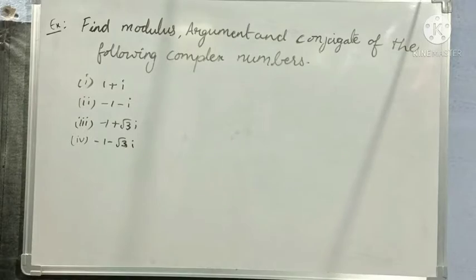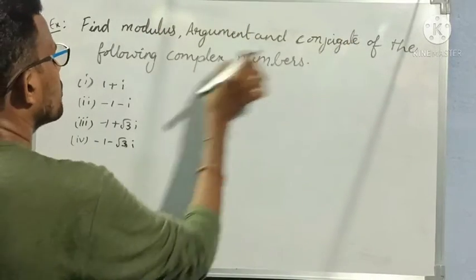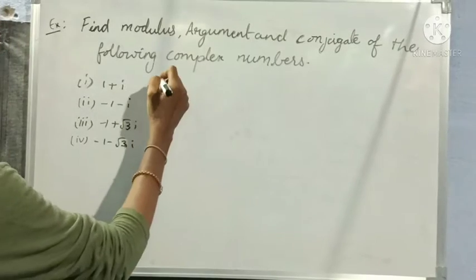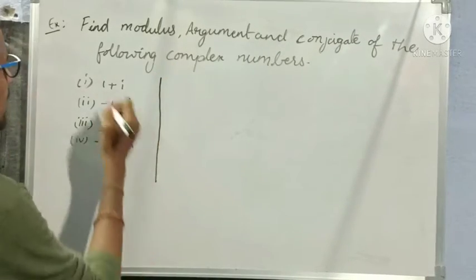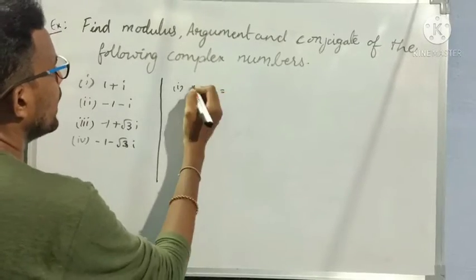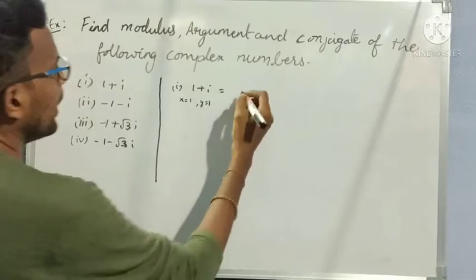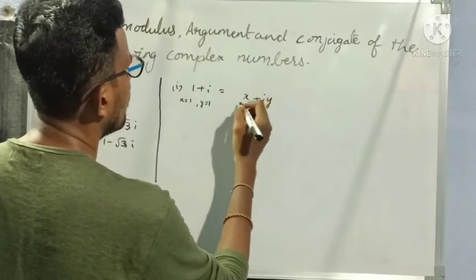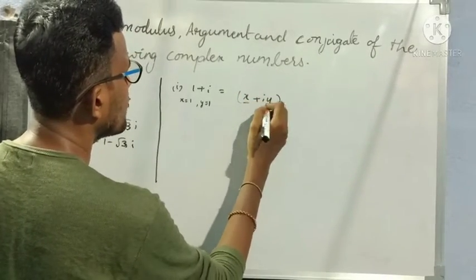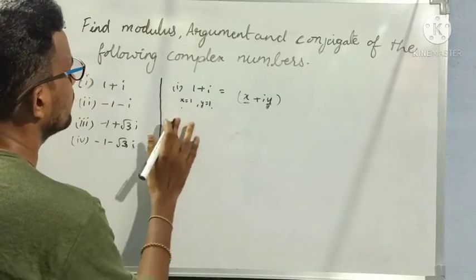Let us see the modulus, argument and conjugate of the following complex numbers. So what is our first complex number? 1 plus i. So here x is equal to 1, y is equal to 1, comparing with x plus iy. If you compare with x plus iy, my x value is 1 and y value is 1. So, modulus.